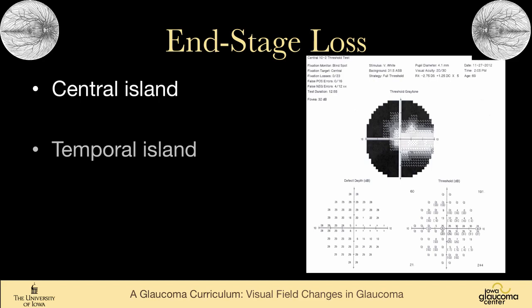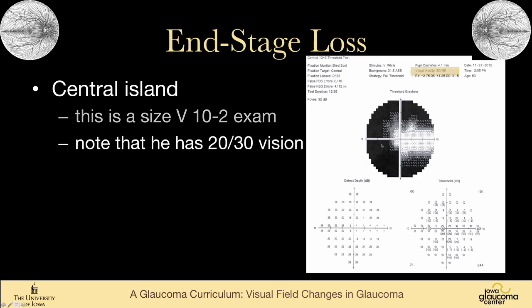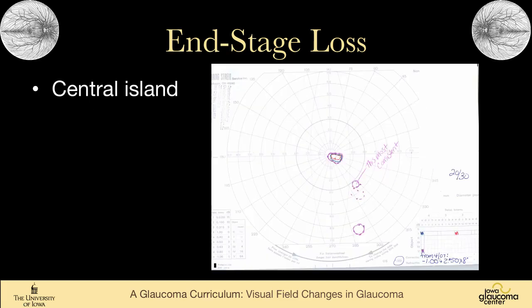This is a patient who has a central island, and note that this is a size 5 target and a 10-2 exam. So the brightest light in the Humphrey perimeter measuring only the central 10 degrees. So this field is only extending about 2 degrees in this direction. And yet notice the patient has 20/30 vision, but it's like looking through a soda straw. Same idea on a manual kinetic field. This patient only has a field within the central few degrees, but has 20/30 vision.